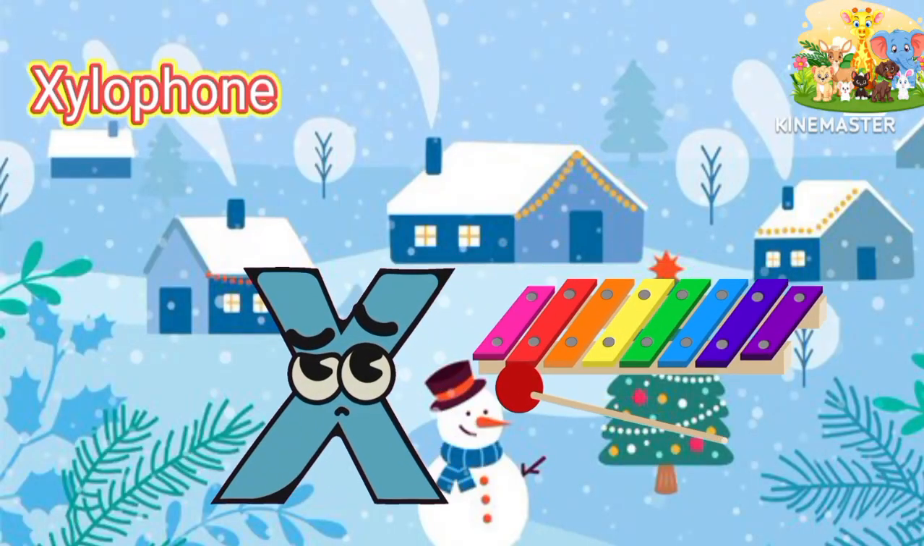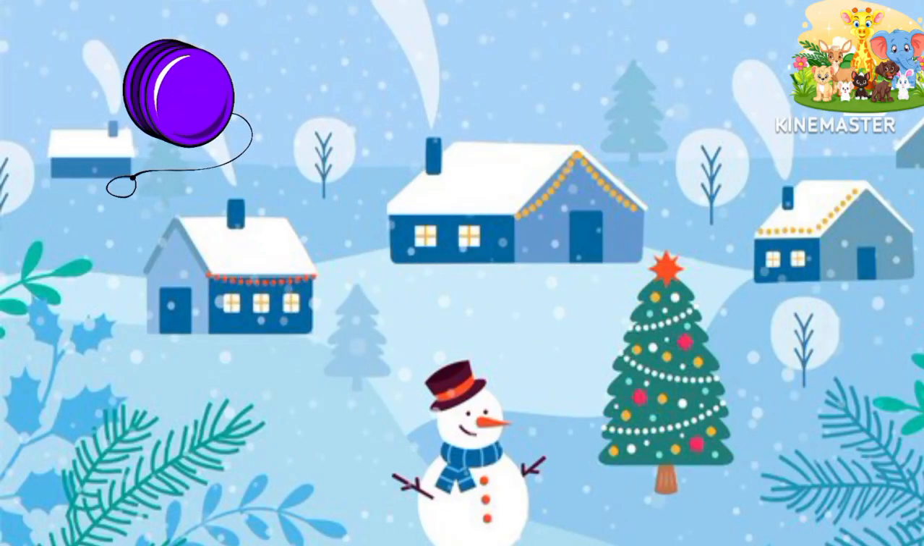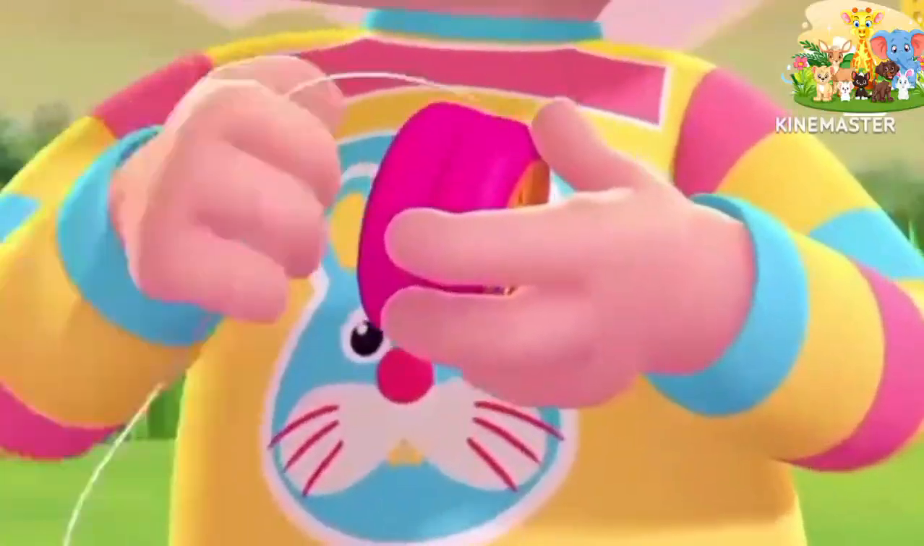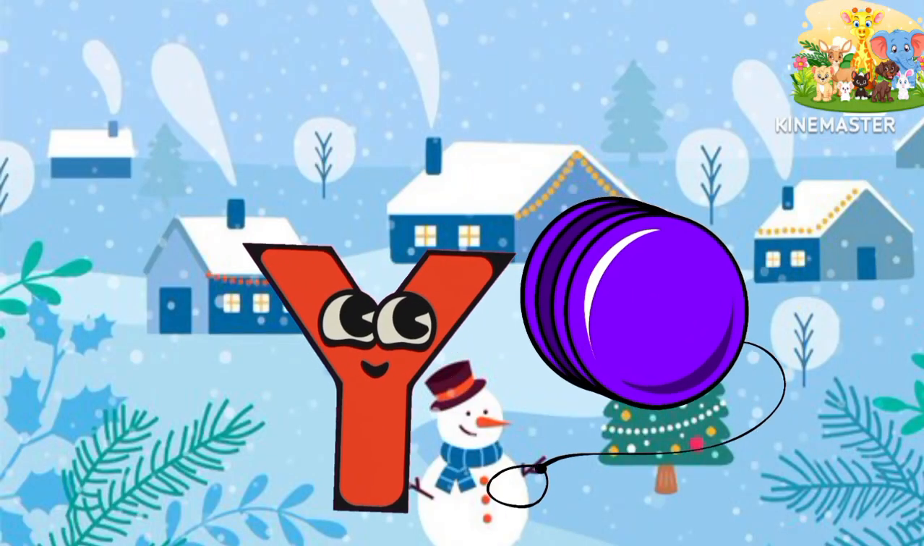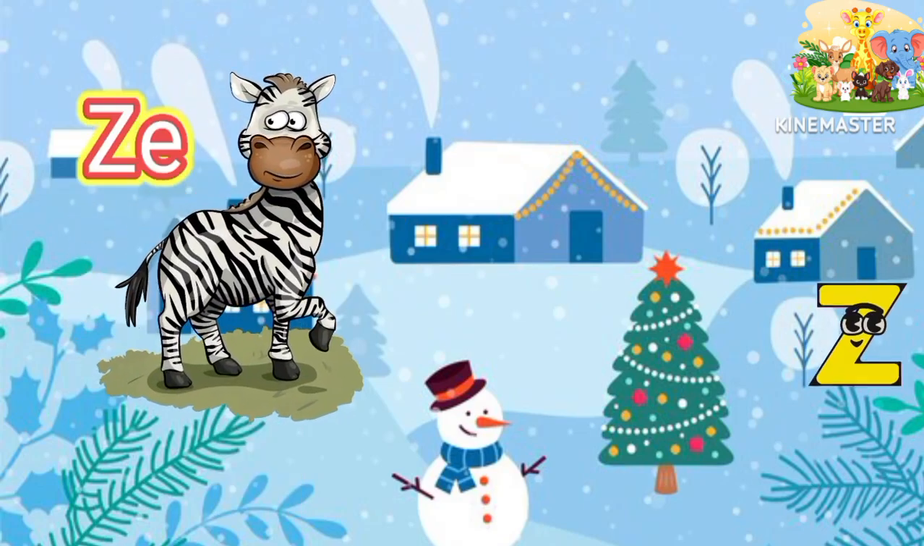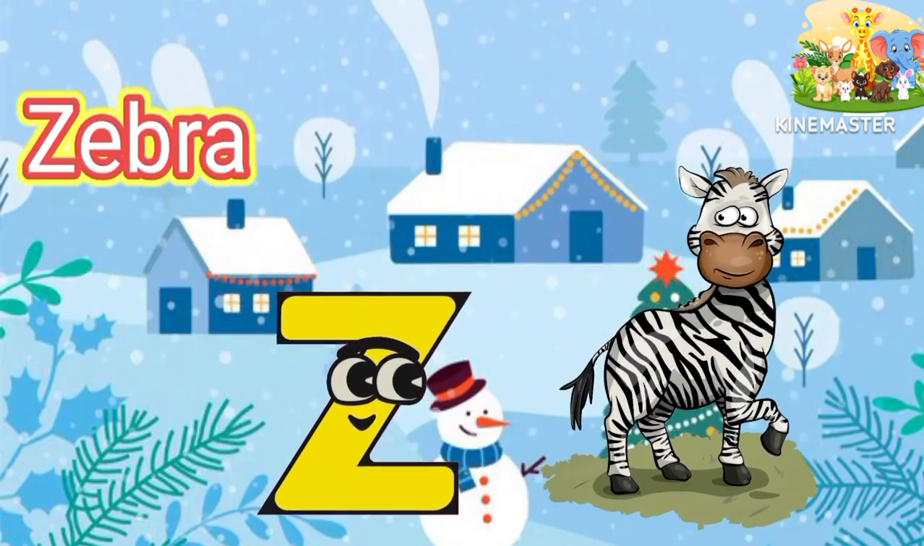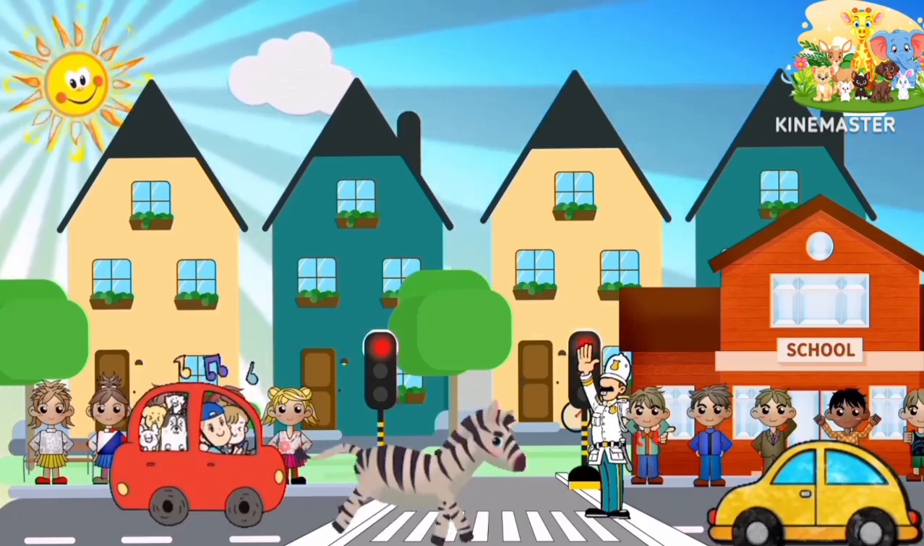X, xylophone. Y is for yo-yo, yo-yo. Y, yo-yo. Z is for zebra, zebra, z, zebra.